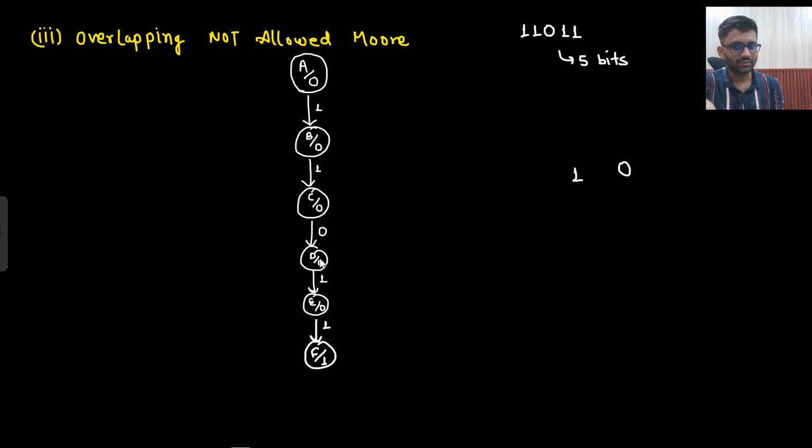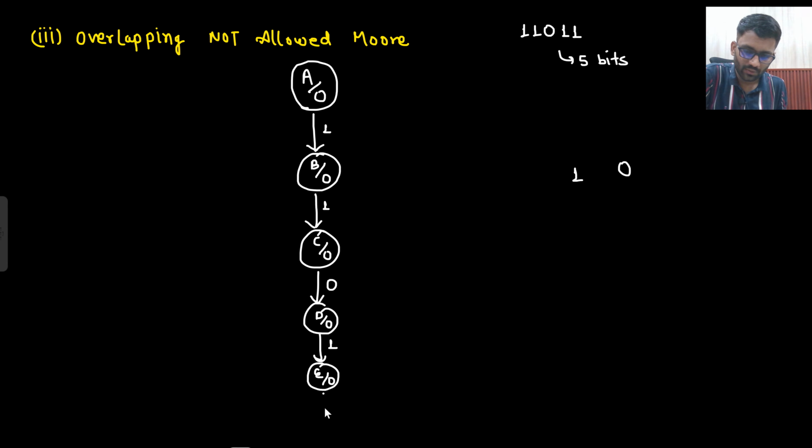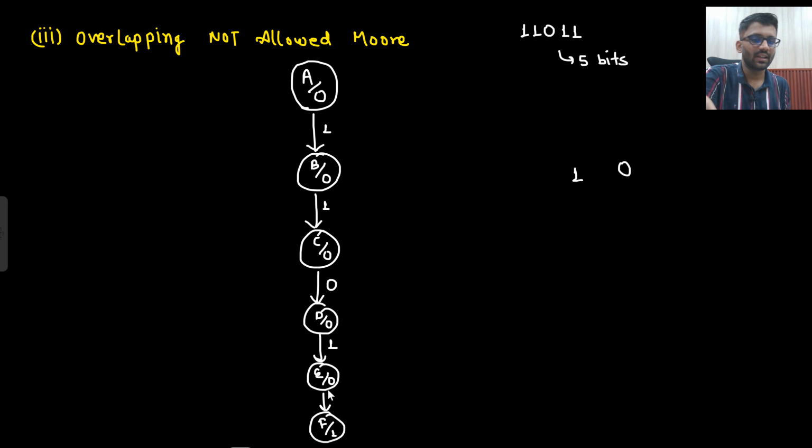1, 1, 0, 1. Till this point your output was 0. If again 1 is applied, you will go to the next state, but now your output is 1. That's why I said you require one more stage. You will get output 1 here, so you need one more stage. You can see you required A, B, C, D, E, but here you require one more stage, showing that your output is 1 now.